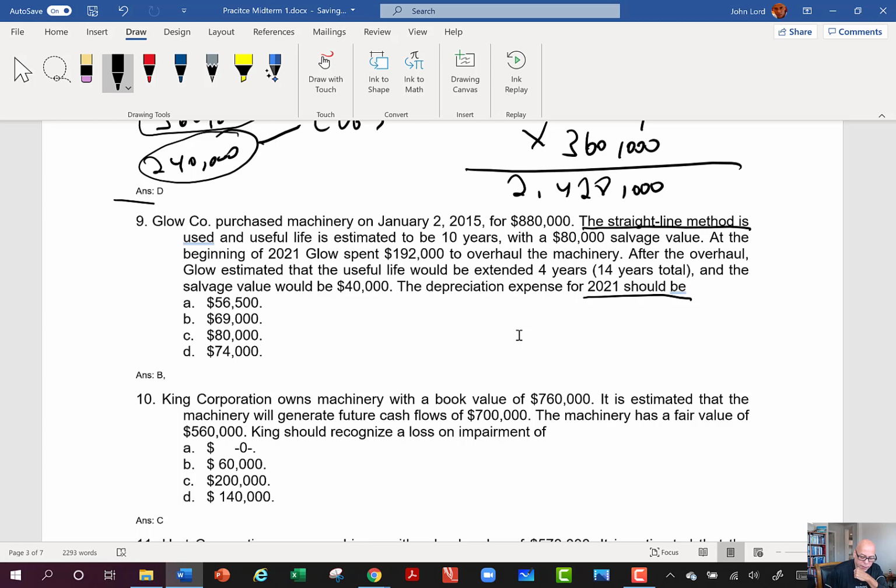Well, we've got a lot going on here because we bought this machine in 2015 for $880,000, and it had a salvage value of $80,000. So 880,000 minus 80,000, I guess even I can do that one in my head, is 800,000, and they said that it was 10 years. So you take 800,000, divide it by 10 years, and that means they were depreciating this machine at 80,000 per year.